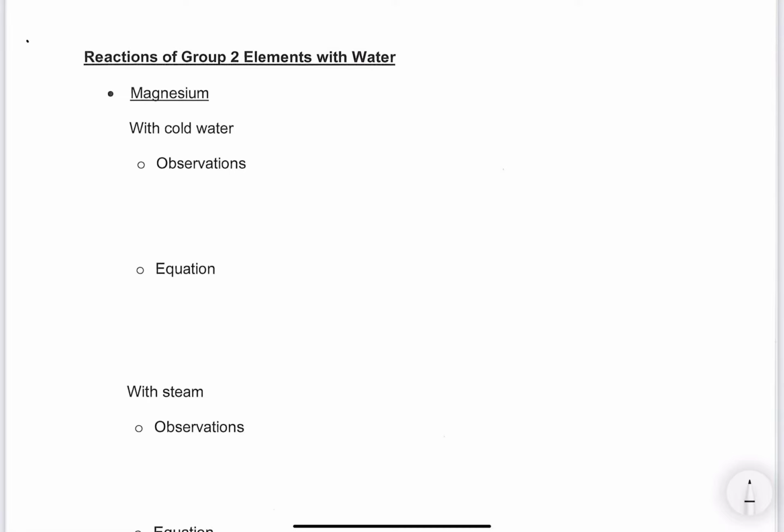We're now going to look at the reactions of the group 2 elements with water. So just like the group 1 elements, the metal, which I'm going to use an M for, is going to react with water to form the metal hydroxide. Now, because these are in group 2 and a hydroxide is a 1- ion, the formula would be the formula of the metal and then 2 hydroxides. And just like group 1, they're going to produce hydrogen gas.